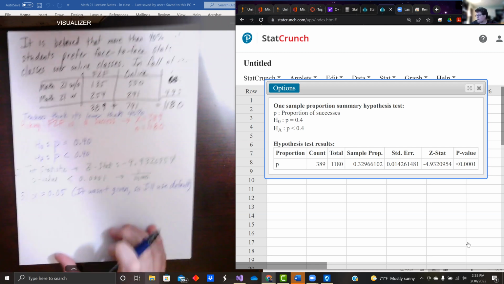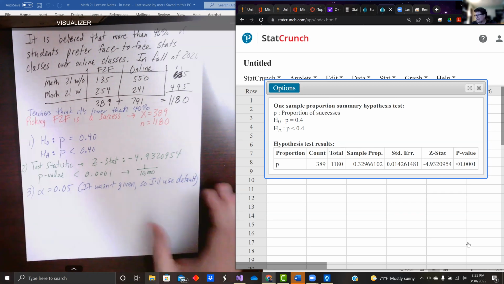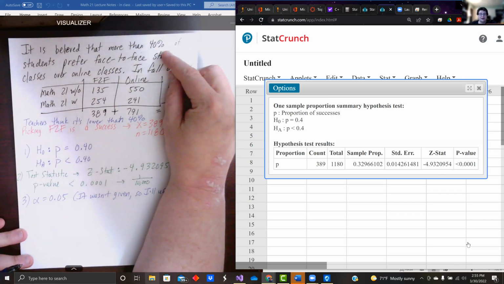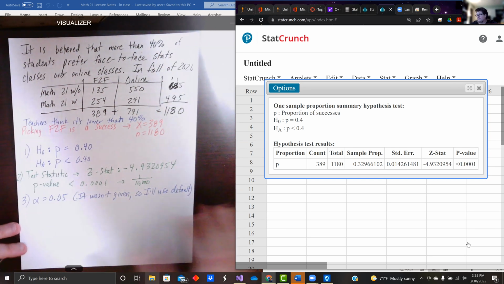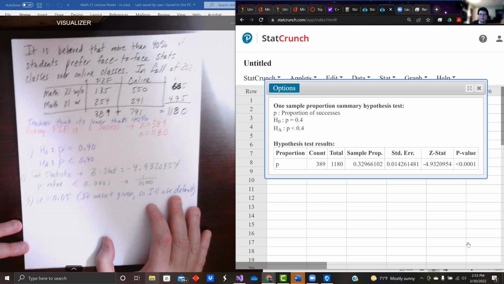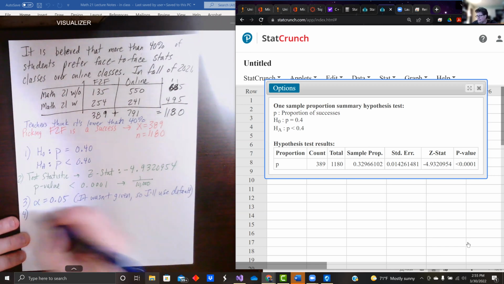Okay, so we got that. We've got all our stuff from the computer. We decided it was a one proportion test, because they gave us a percentage, they didn't give us any mean or standard deviation. We talked about picking stuff on Monday. How do we pick proportion versus mean and stuff? We look at the words they use. Now we're going to go with make a decision.